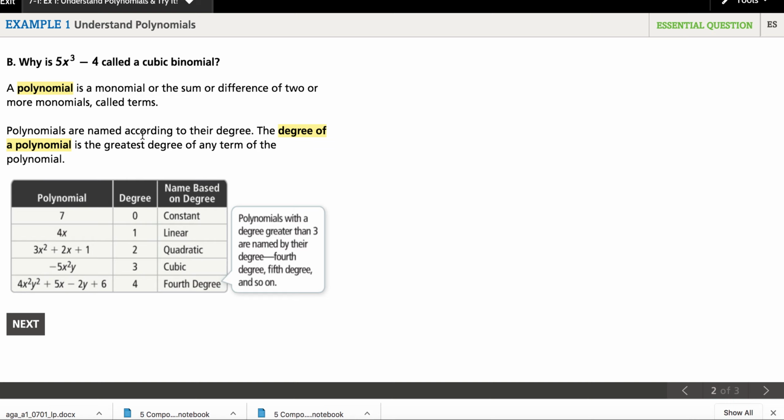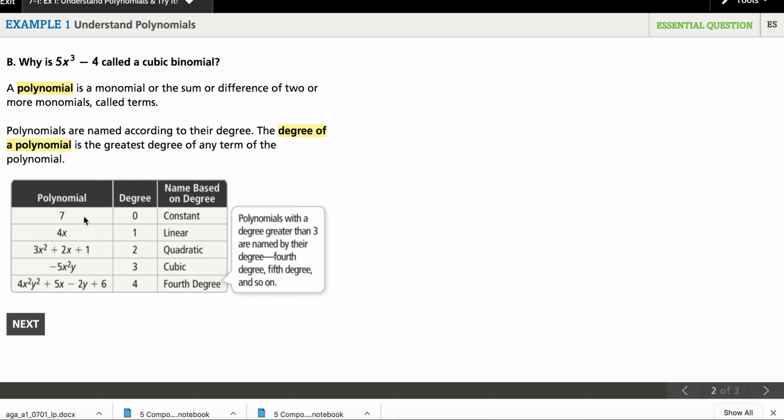Polynomials are named according to their degree. The degree of a polynomial is the greatest degree of any term of the polynomial. So this is cubic because it's to the third power. Let's take a look at some examples. Polynomials, their degree and name based on their degree.